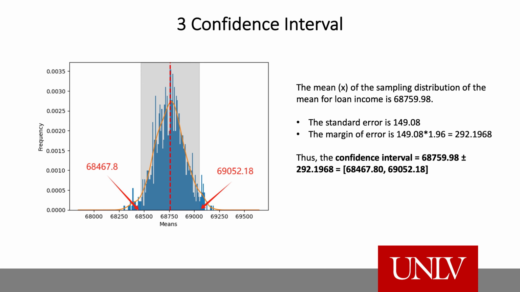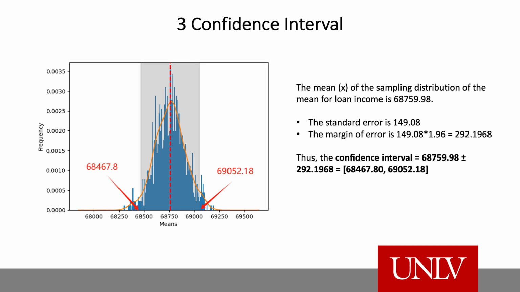Let us look at our loan income example. From the bootstrap sampling distribution, the mean of the sample means is 68,759.98. The standard error is 149.08. To calculate the margin of error for a 95% confidence interval, we multiply the standard error by 1.96. This gives us a margin of error of about 292.2. So the confidence interval is the sample mean plus or minus the margin of error.